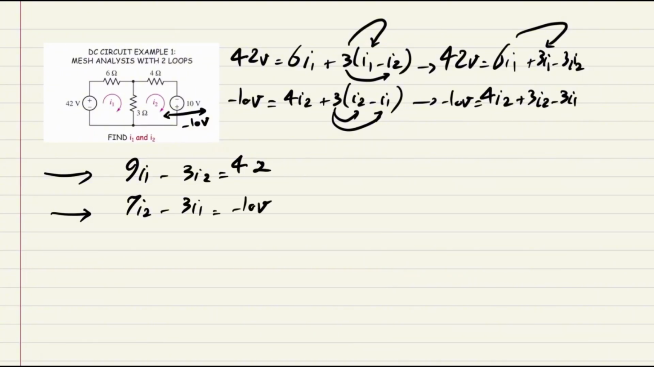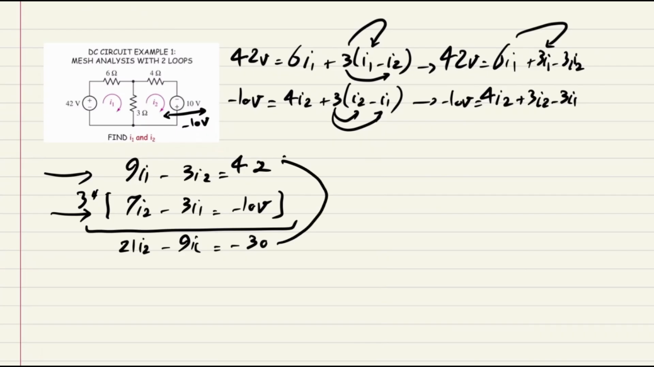At this point, if I would like to find an answer, either I can multiply both sides of this equation by 3 and then eliminate this term from the other, or I can do any other way you have in mind. Let's multiply both sides by 3. So what would we get? A new equation: 21I2 subtracted by 9I1 equals negative 30. If I add this whole equation to the other one, I can cancel out these two terms. So what would I get? 21I2 subtracted by 3I2 would be 18I2 equals 12.